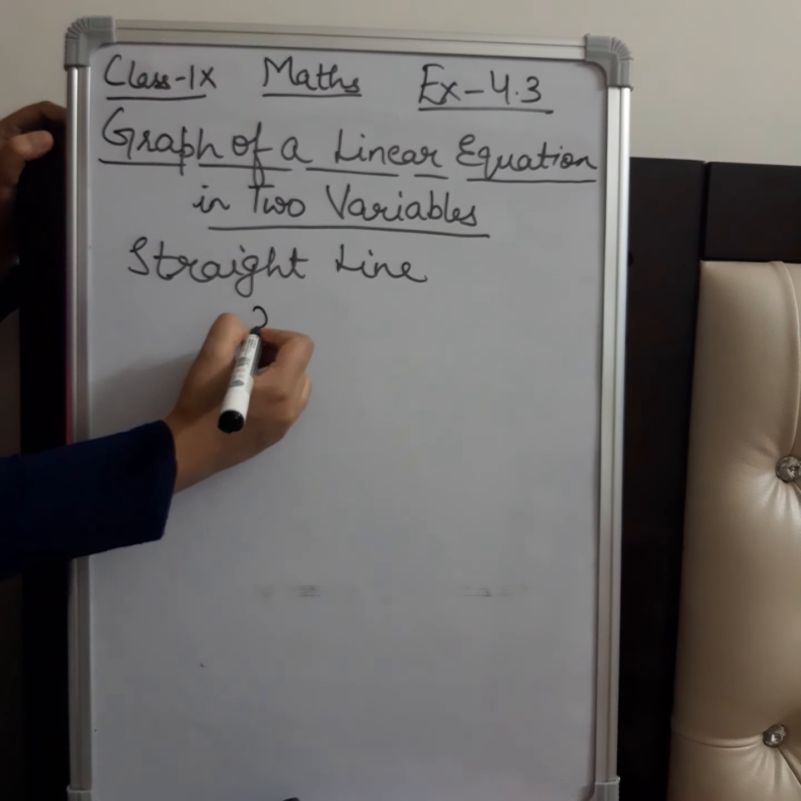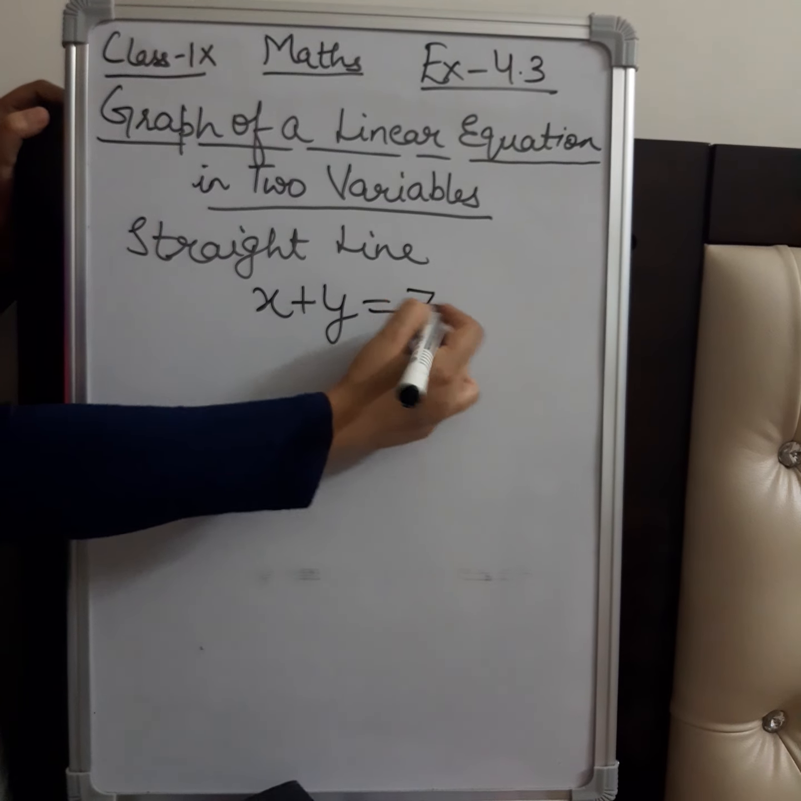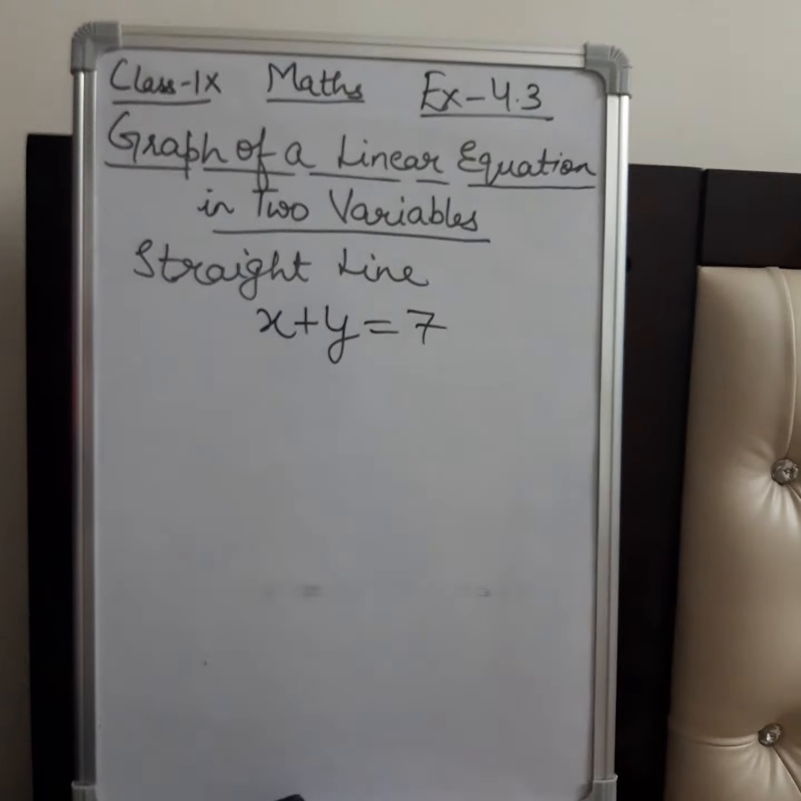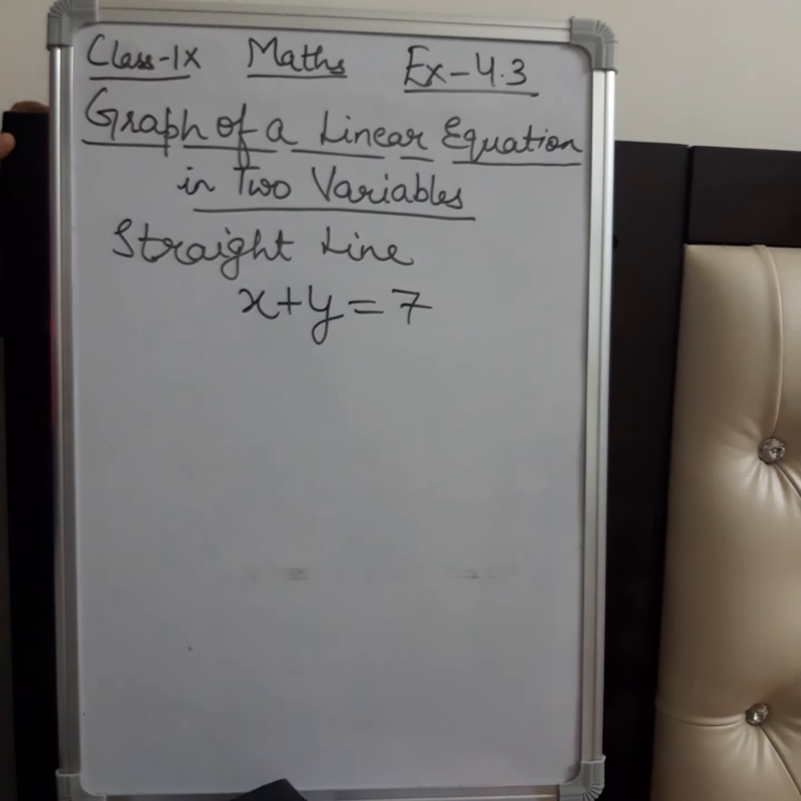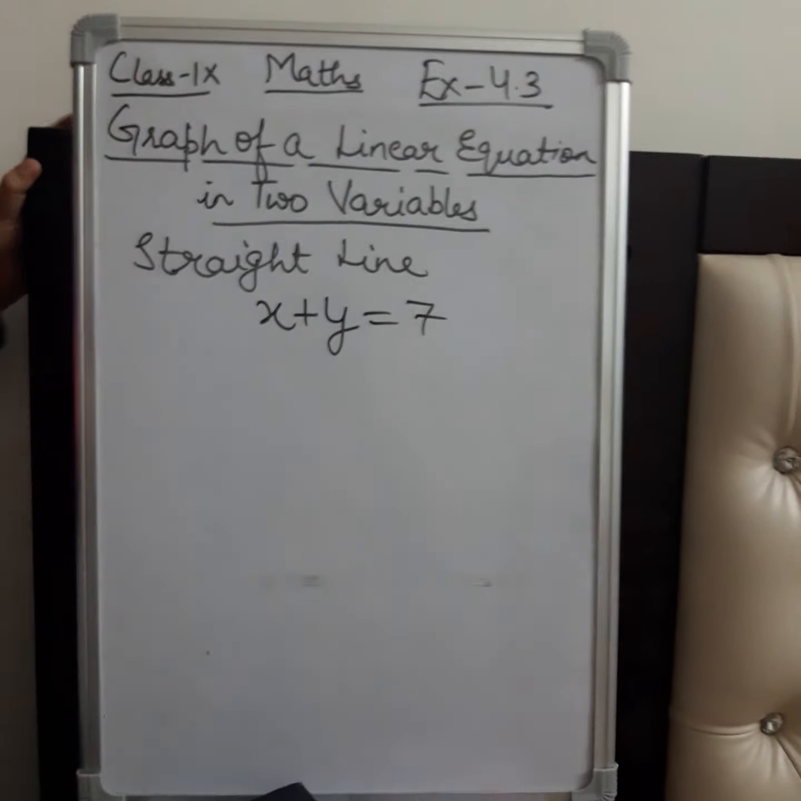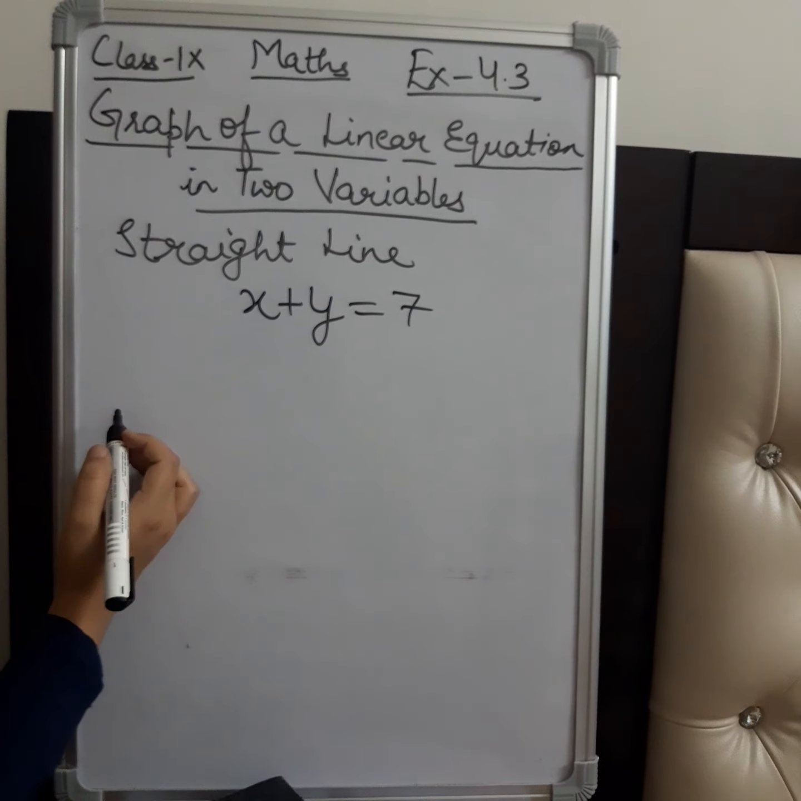For example, the question says draw the graph for x plus y is equal to 7. Now for plotting the graph, first of all we have to find minimum 3 solutions. As in the previous exercise we have learned how to find the solutions. Now here minimum 3 solutions are required. So how did we used to find those solutions?